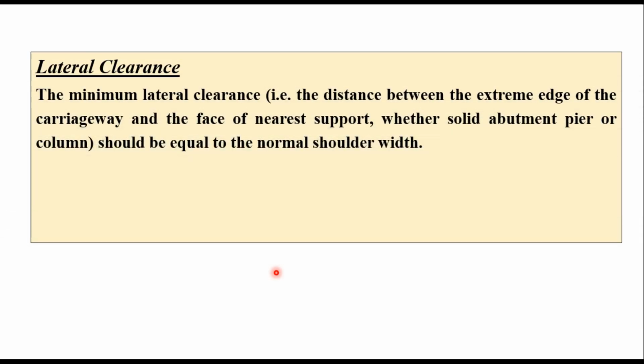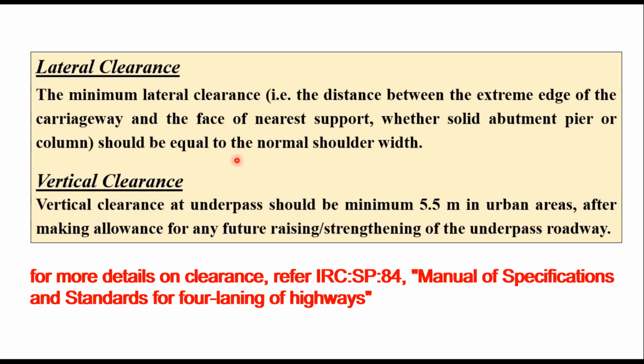The next is lateral and vertical clearance. The minimum lateral clearance, that is the distance between the extreme edge of the carriageway and the face of the nearest support, should be equal to the normal shoulder width. And similarly, the vertical clearance at underpass should be a minimum of 5.5 meter after making allowance for any future raising or strengthening of the underpass roadway.